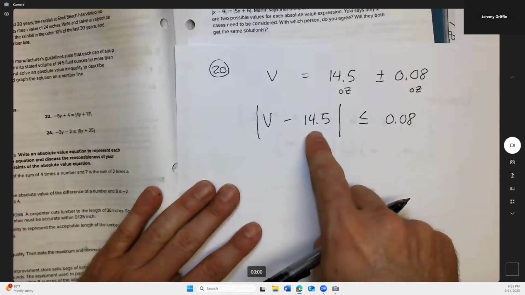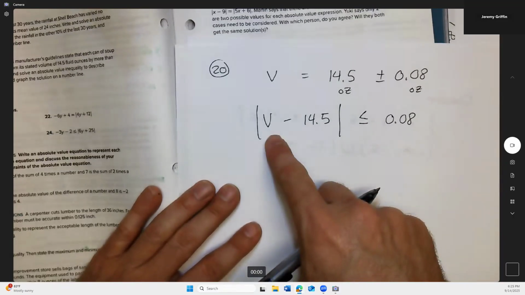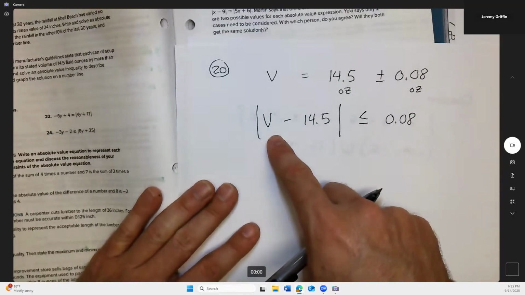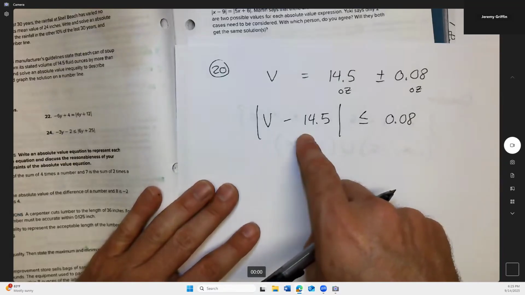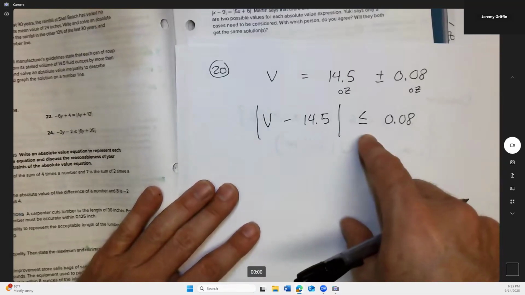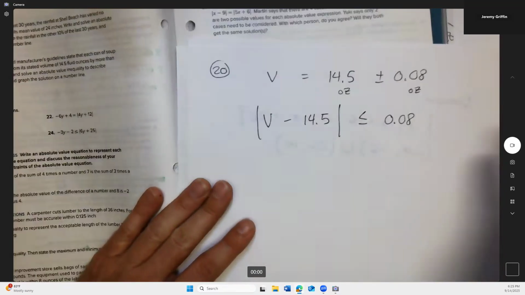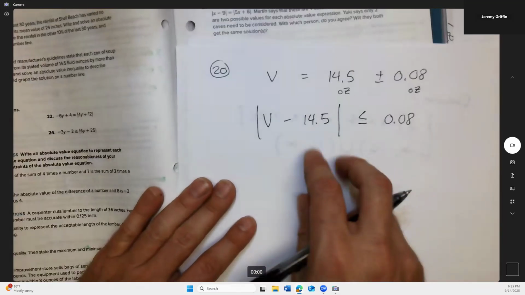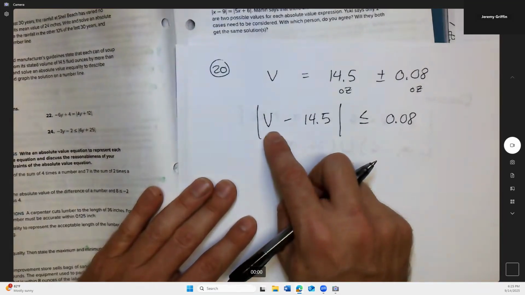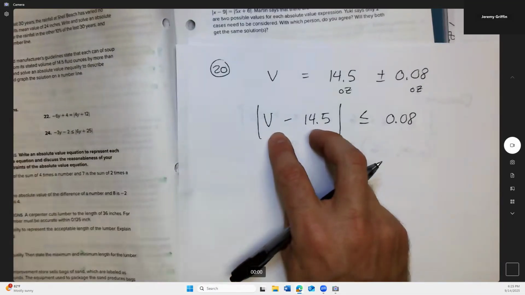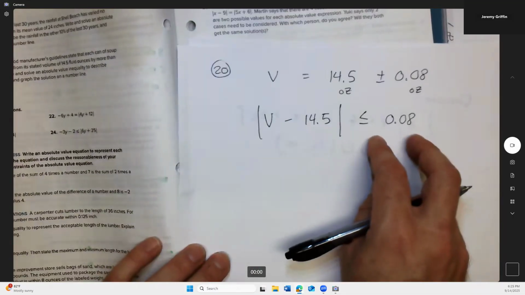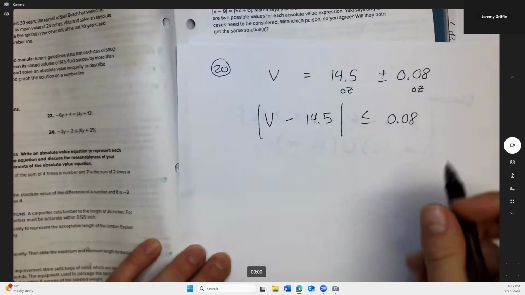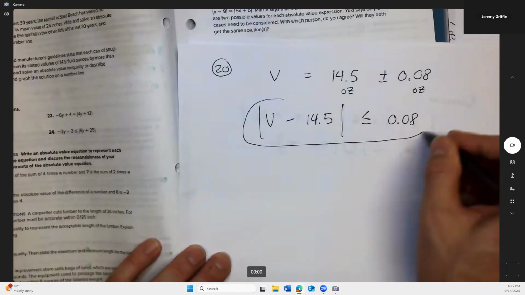Okay? So for example, if this was like 14.51 minus 14.5, that'd be 0.01, which is less than 0.08. So that would be fine because that would work. That would be within that window. If this was like 20 ounces, 20 minus 14, okay, now it's like 5 or 6 ounces. It's definitely not less than 0.08. Right. So yeah, that'd be like way not good. Right. So we got this as a solution.